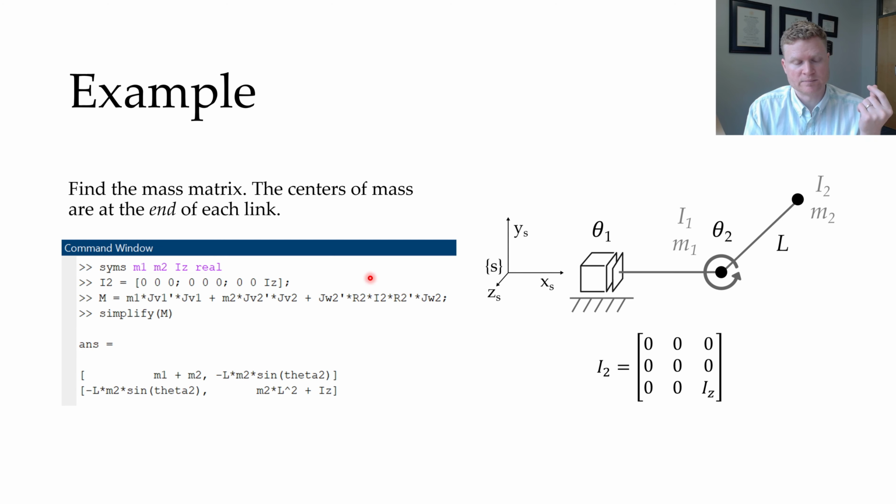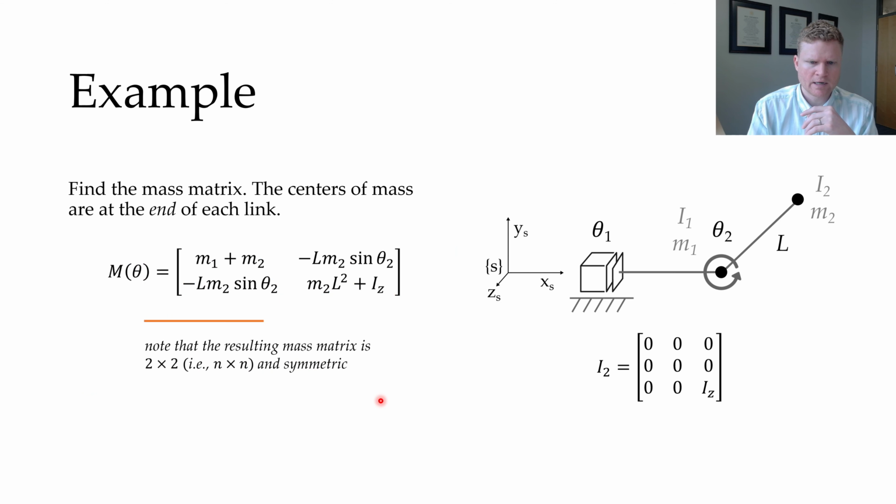I'm declaring some more symbolic variables. I'm saying, hey, M1 and M2, let's leave those as variables for now. This IZ, I'll declare that as another scalar variable. Those should all be real numbers. I spell out the inertia matrix for the second link right here. I find my mass matrix, and I simplify it just to make it a little bit easier to parse. And that's what you see down here. And I write that out also on this slide. So here's the mass matrix for our robot.